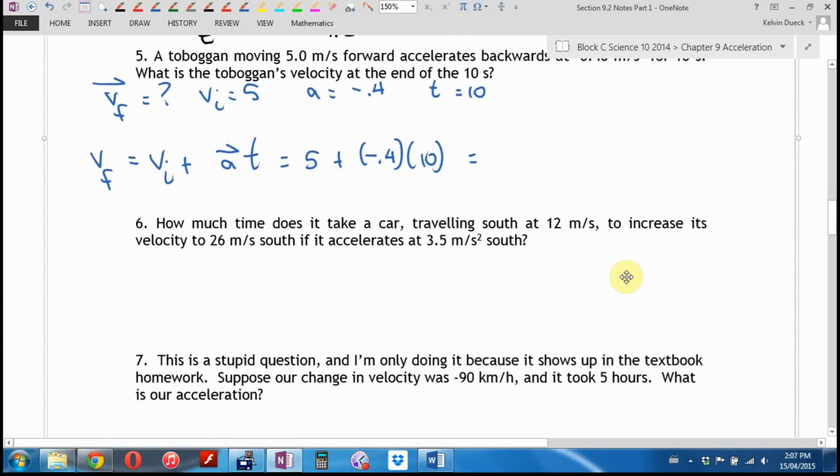So what is 5 plus negative 0.4 times 10? Now, if you have a good scientific calculator, you can type this in as is. If you've got a cheap one, you have to do BEDMAS. You have to do the times first and then do all that stuff, right? Do you get 1? Is the answer 1? Yeah? Positive or negative? Units, it's velocity. Direction, positive or forwards. You know what? I'll just put a plus there to emphasize that it's positive.